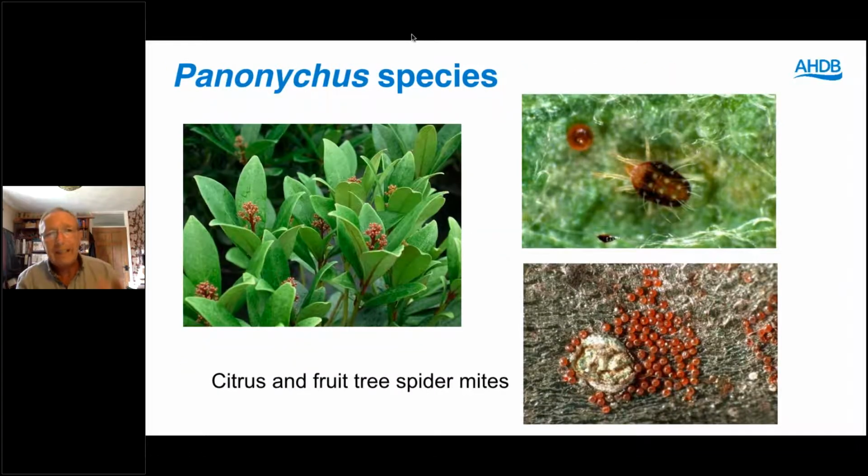Okay, that was the Eotetranychus genus. Now we're looking at another genus of spider mites. This is the Panonychus. These can be Panonychus citri, the citrus spider mite, and Panonychus ulmi, which is the fruit tree spider mite. More or less disregard that one for this presentation, but the citrus spider mite is most definitely a pest we're finding on a whole range of plants with a similar leaf structure to citrus. So the photograph shows Skimmia.